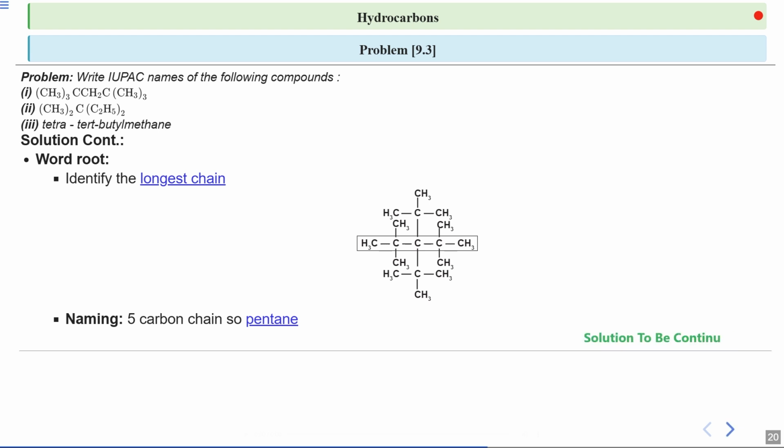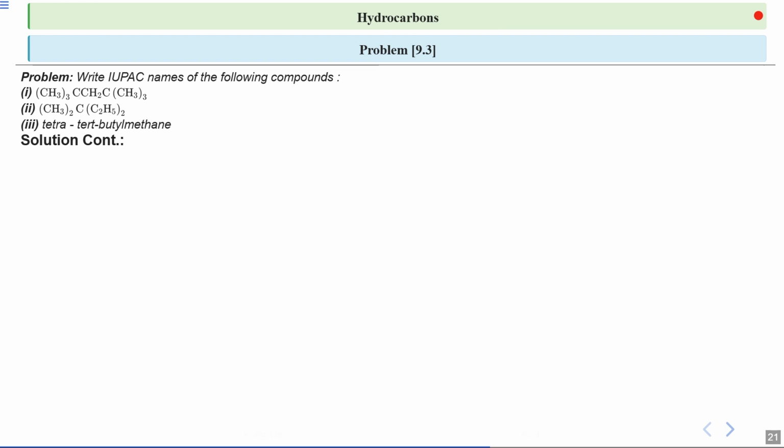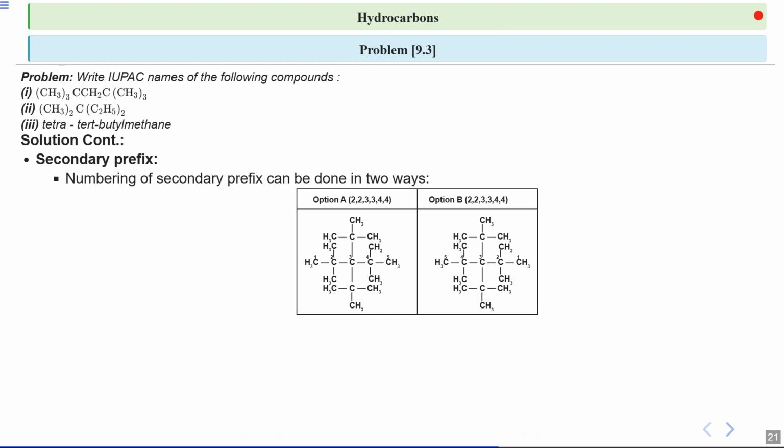Now moving on further, next we have the secondary prefix. For the secondary prefix, two kinds of numbering are possible. Again, according to numbering 1 and 2, you can clearly say that the numbering can be done in either way because they result in the same position of the substituents.